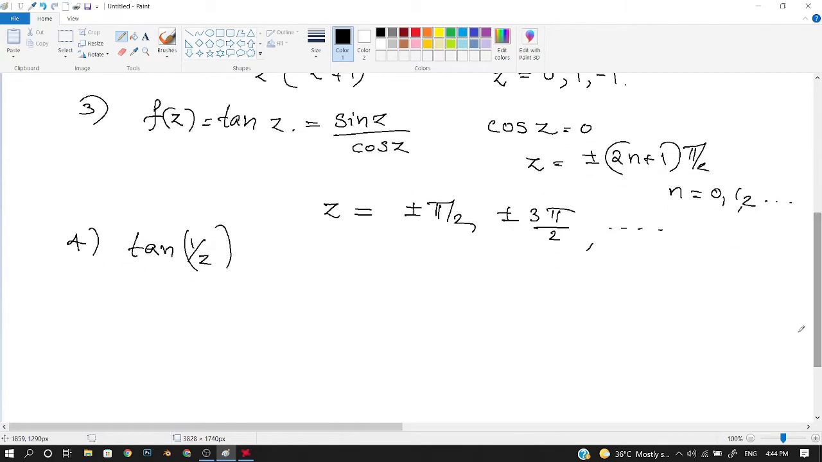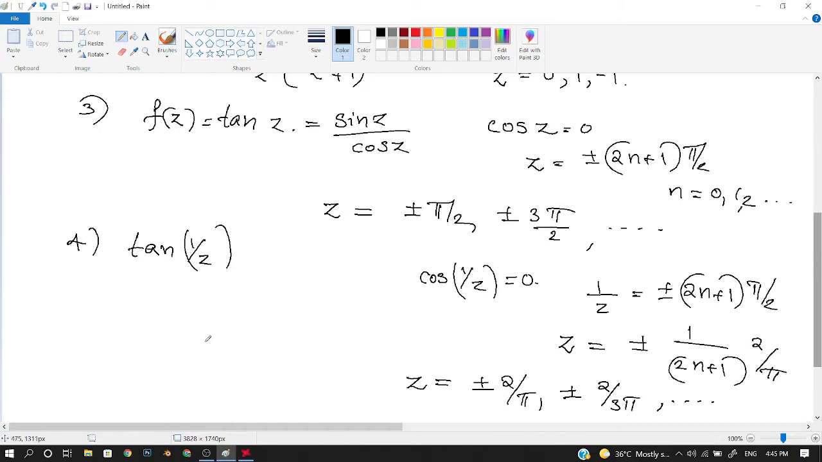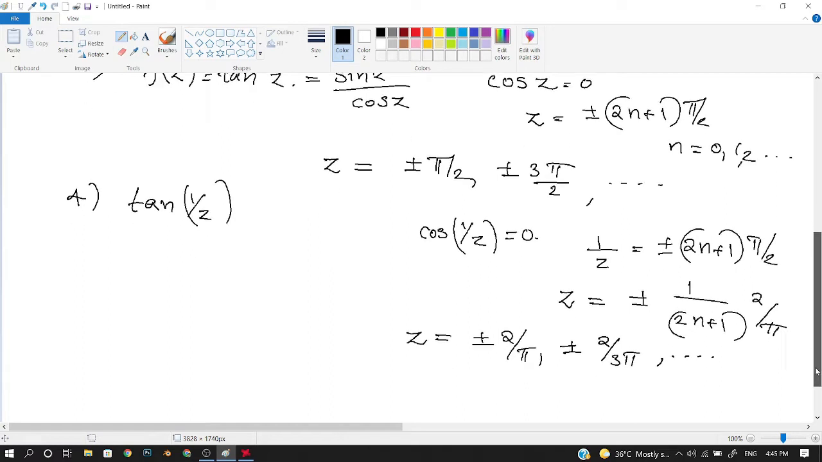Now another example, consider tan 1 by z. Okay, so here we have tan 1 by z means sin 1 by z by cos 1 by z. Now the non-analytic points are given by cos 1 by z equal to 0. So we have 1 by z is equal to plus or minus 2n plus 1 into pi by 2. So what is z? z equal to plus or minus 2 by 2n plus 1 into pi. That means what are the points here? Plus or minus 2 by pi, plus or minus 2 by 3 pi, etc. So these are the singular points of the function tan 1 by z.